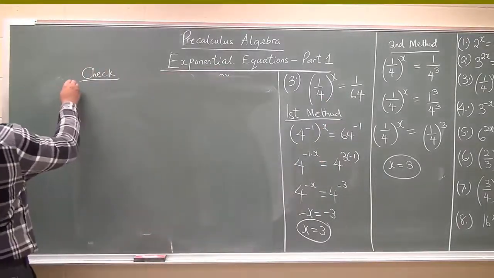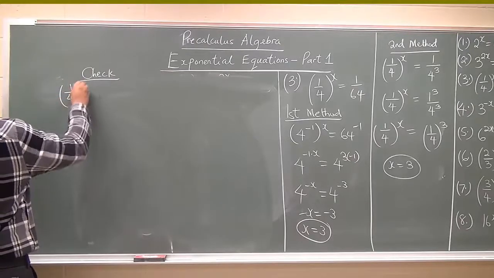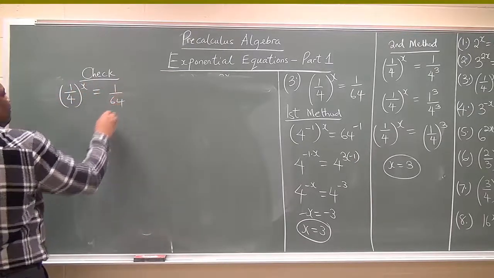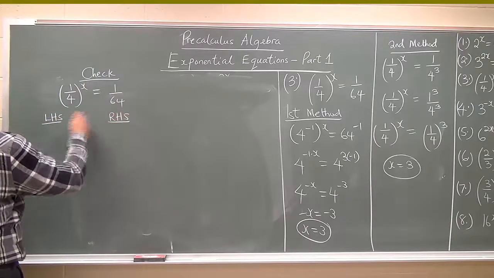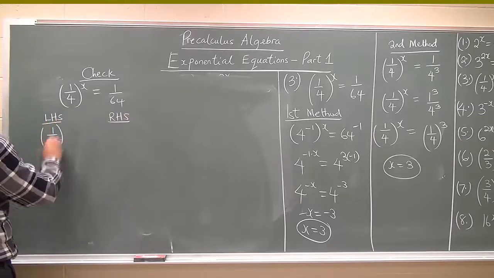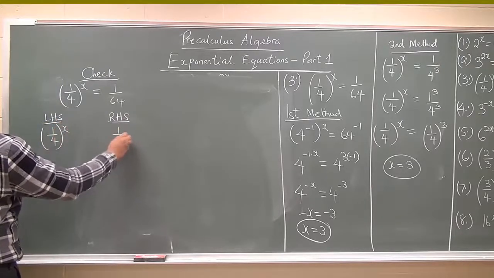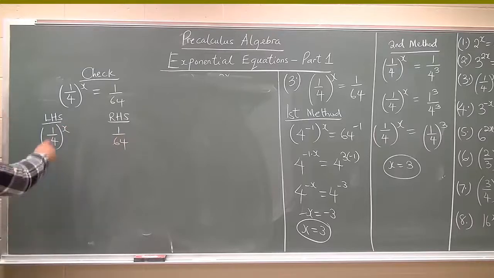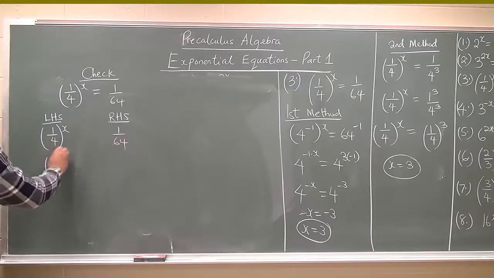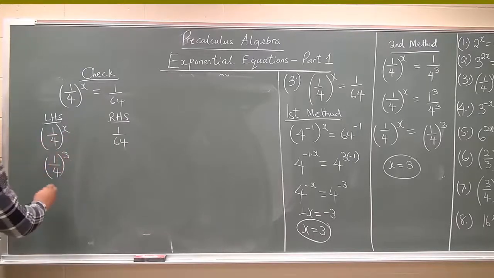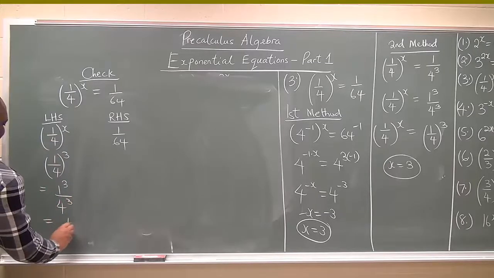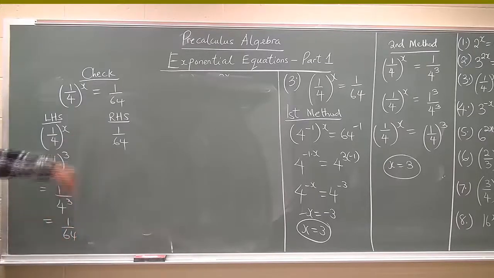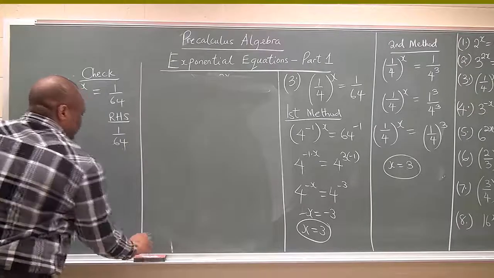So we write the main equation (1/4)^x equal to 1/64. Our left hand side and then our right hand side. Left hand side is (1/4)^x. Right hand side is 1/64. And then left hand side is (1/4)^3. Our x is 3, so we substitute it. And this means 1 cubed over 4 cubed. And that is 1/64. Right? So we are good.